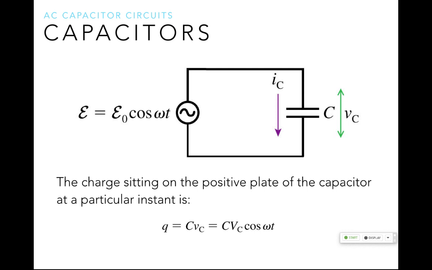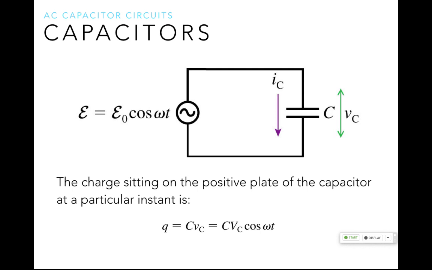So Q is equal to CV. Now these things are constant now. When they're capital, they're constant, okay? When they're lowercase, they're changing. So this is a capital, this is the maximum voltage across the capacitor. This is the capacitance, okay? So let's say we want to figure out the current.